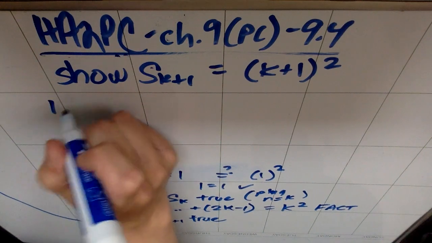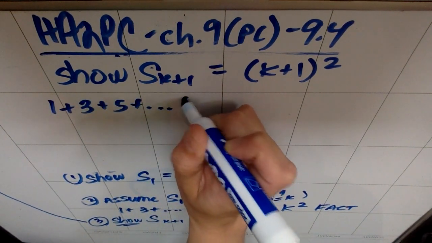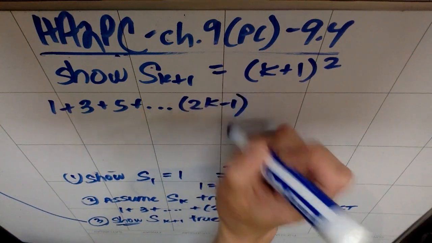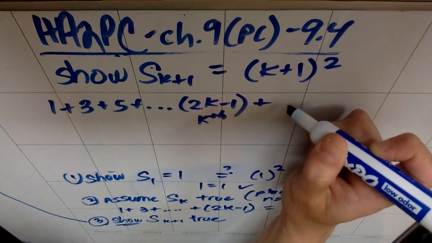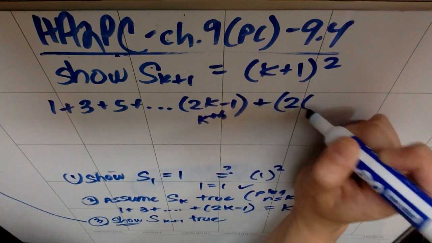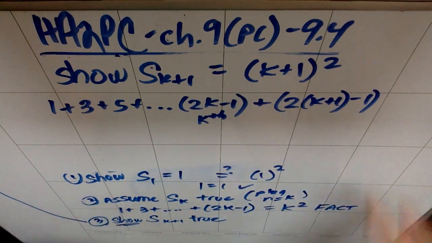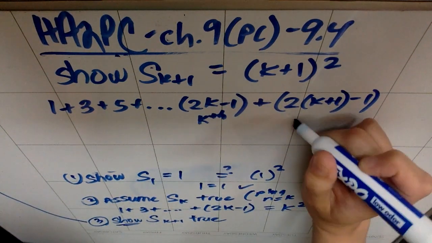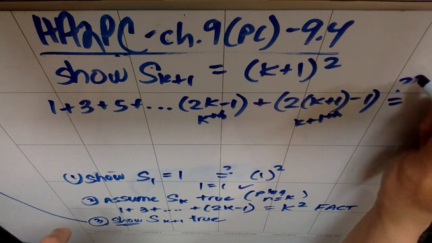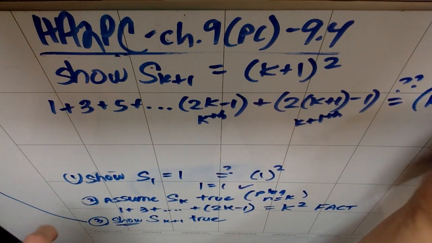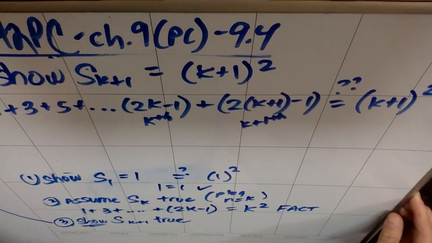So let's figure out what S sub k plus 1 would look like. It would look like 1 plus 3 plus 5, all the odd numbers, up to the kth term, which was 2k minus 1. That was when I plugged in k. Plus the next term, which would be when I plug in k plus 1. So instead of k, it's k plus 1, so it'd be 2 times k plus 1 in parentheses, minus 1. That's the k plus 1th term. And I want to show, question mark, that equals k plus 1 quantity squared, because instead of k squared, I'm plugging in k plus 1.